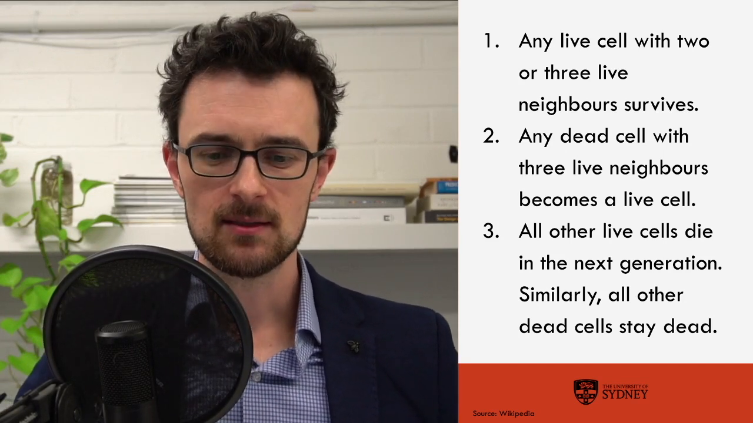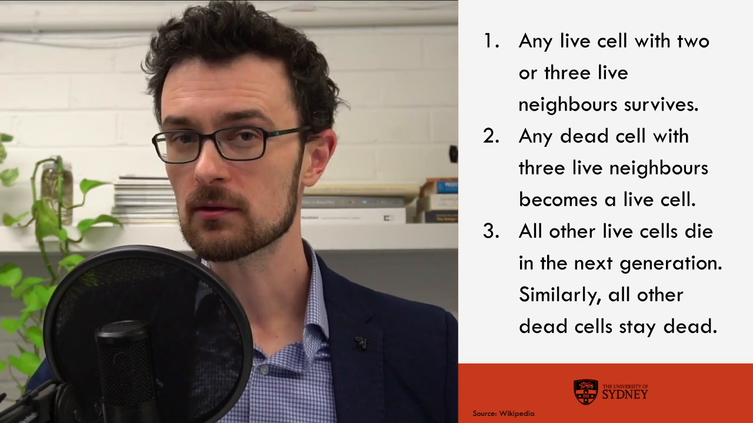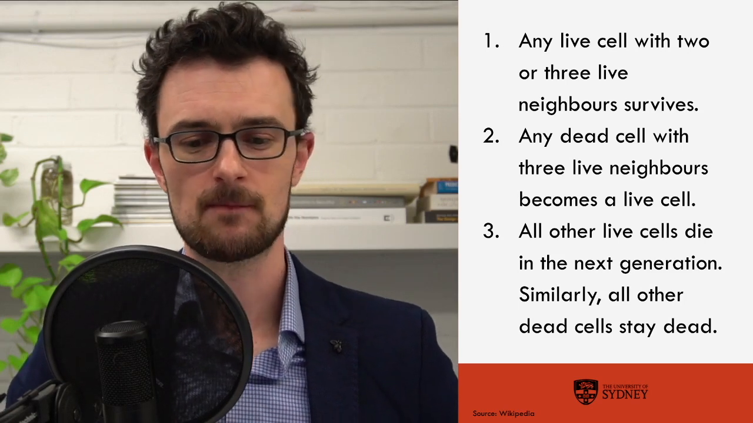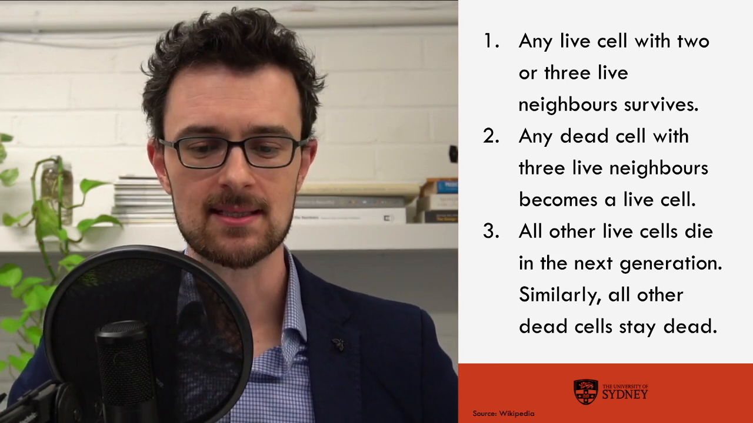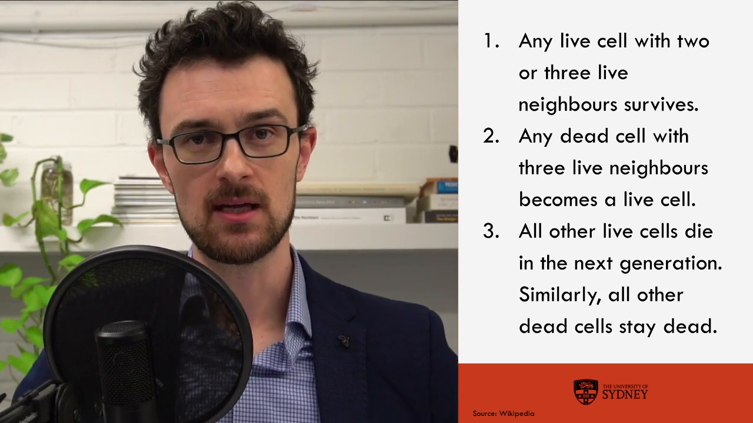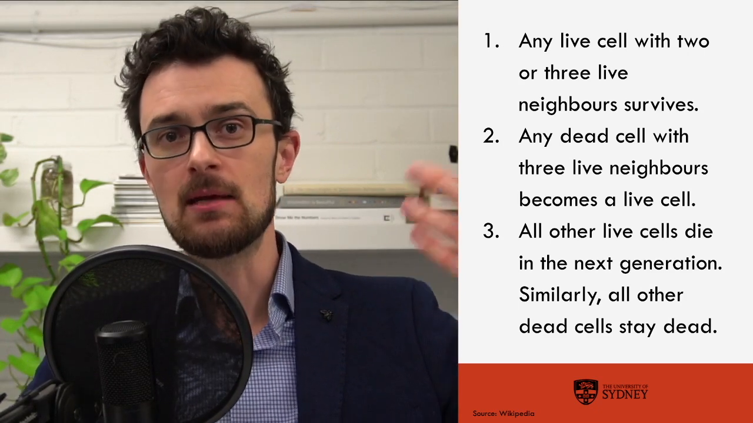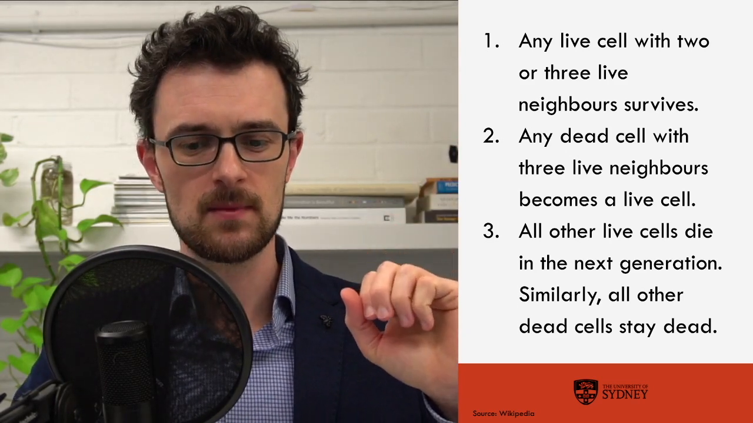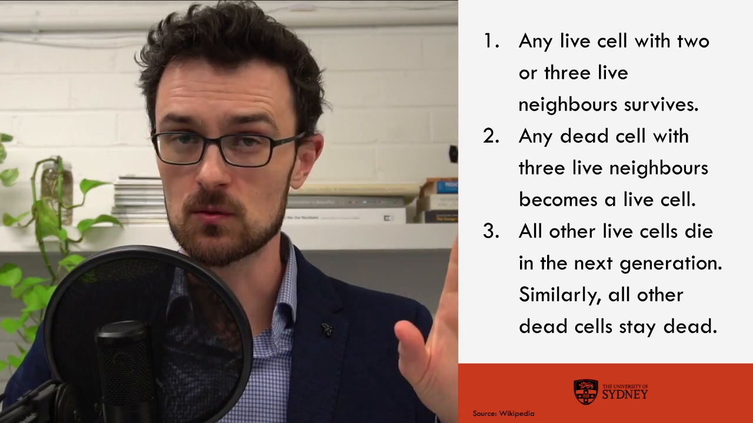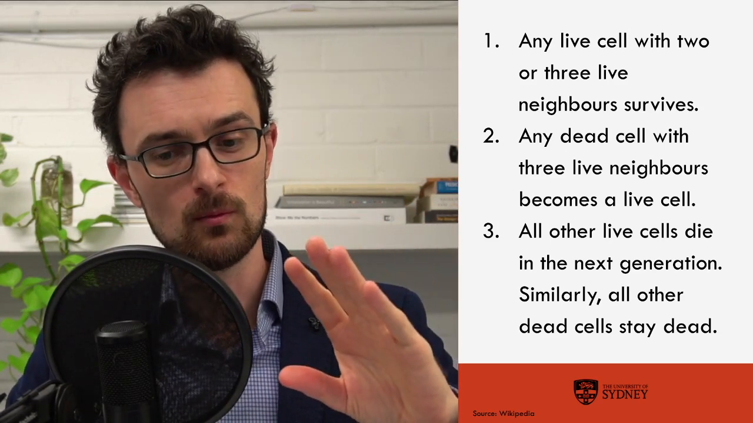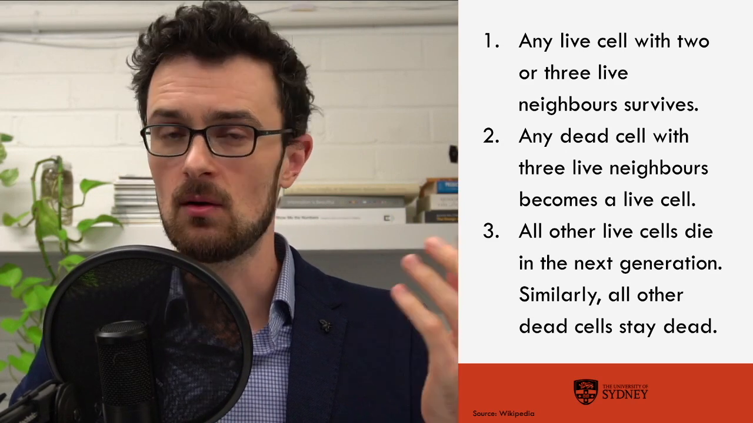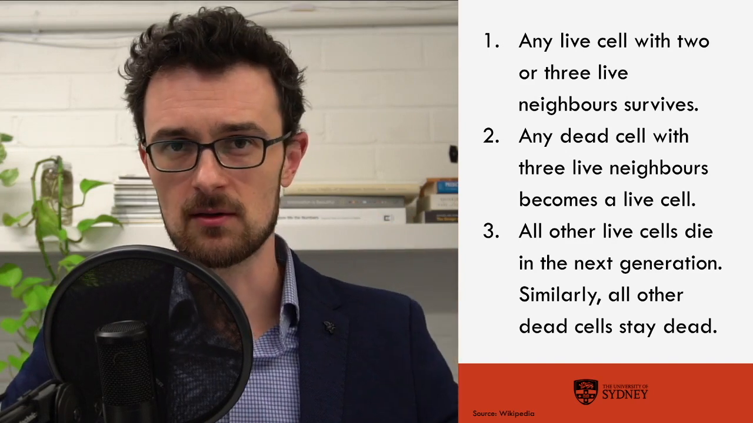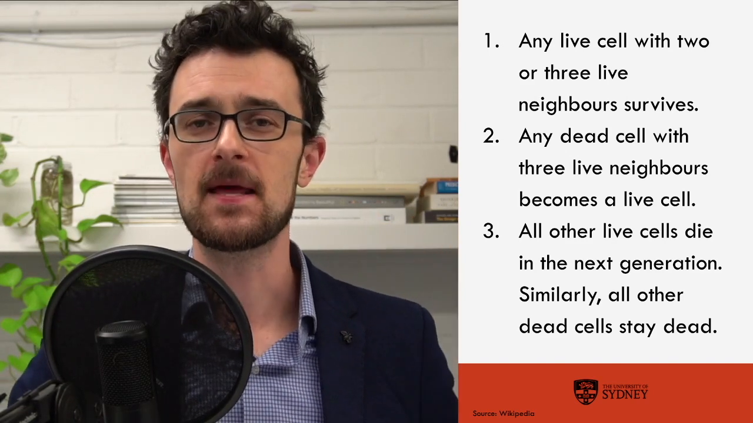So any live cell, any black cell, with 2 or 3 adjacent live cells survives unchanged into the next generation. Any dead cell, that's a white cell, with 3 live neighbors becomes a live cell. That's to impersonate reproduction. If there are 3 living cells around you, the population grows. Any other live cells, that is those with 1 neighbor or those with 4 or more neighbors, die through underpopulation or overpopulation. And all dead cells, those where there is no current living creatures, they stay dead.